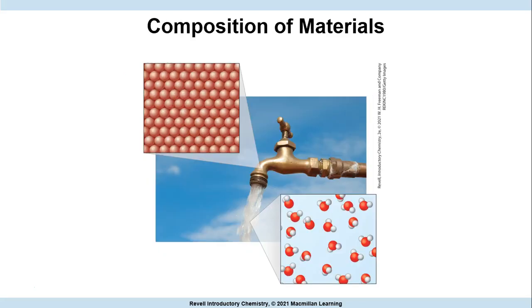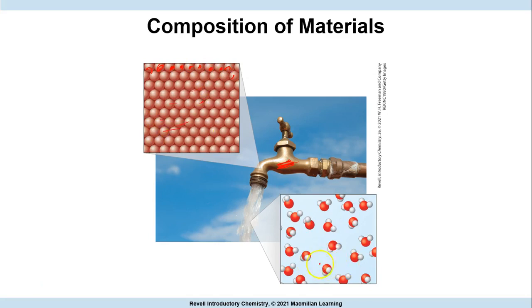Now let's look at the composition of materials. We've talked of composition and structure, and when we talk of composition, we mean what the substances are made of. Here we see a copper tap. It is made up of copper, and everything in there is made up of copper atoms. So everything that you see here, these are copper atoms.